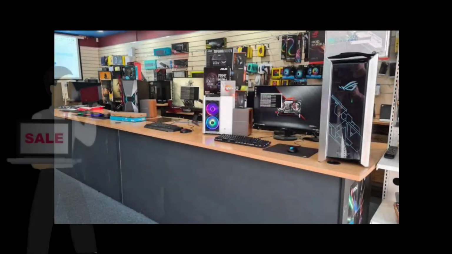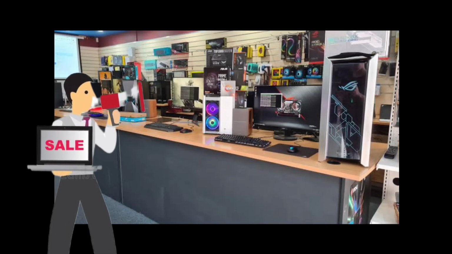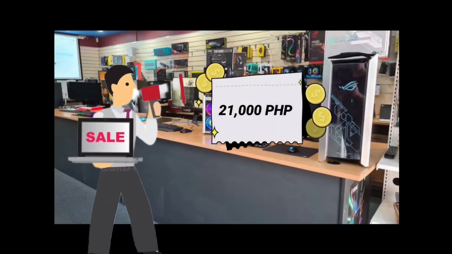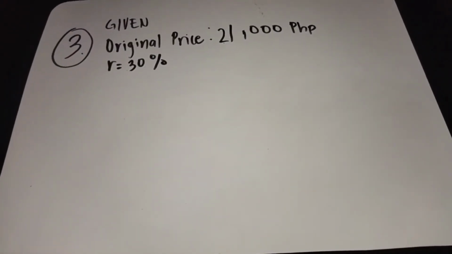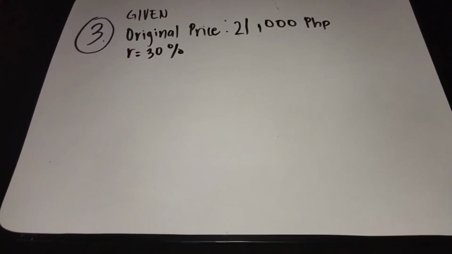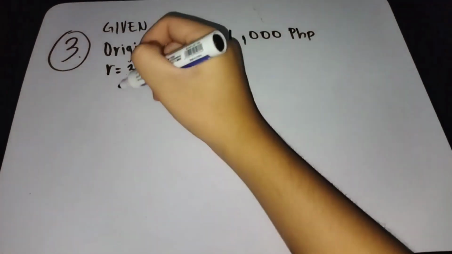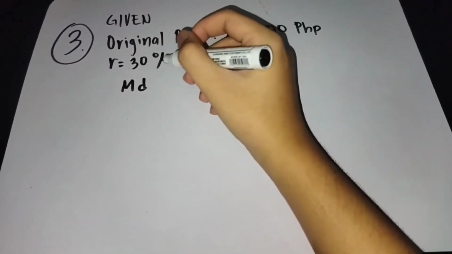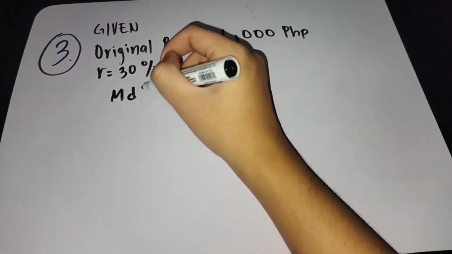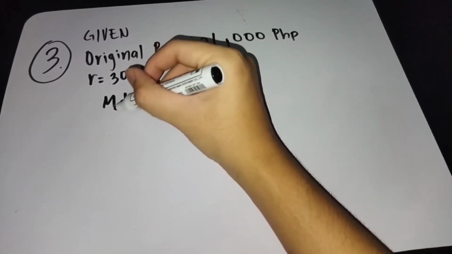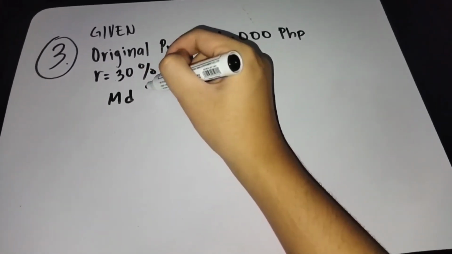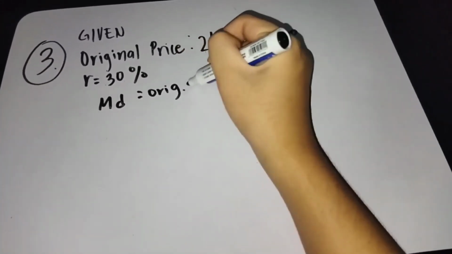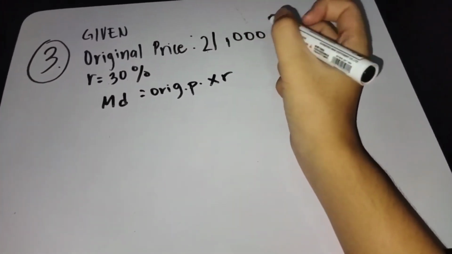So, for our last example, Marcus was a sales associate at a tech shop and was tasked to sell a laptop whose original price was 21,000 pesos but had a discount rate of 30%. How much should Marcus sell the laptop for? So, dito naman hinihingi kung magkano yung kabuuang dapat ibenta yung laptop. So, we must first find the markdown para ma-minus natin siya sa original price at malaman kung ano yung new selling price niya. So, we're going to use a formula markdown or MD is equal to original price times rate since ayun yung nasa given.